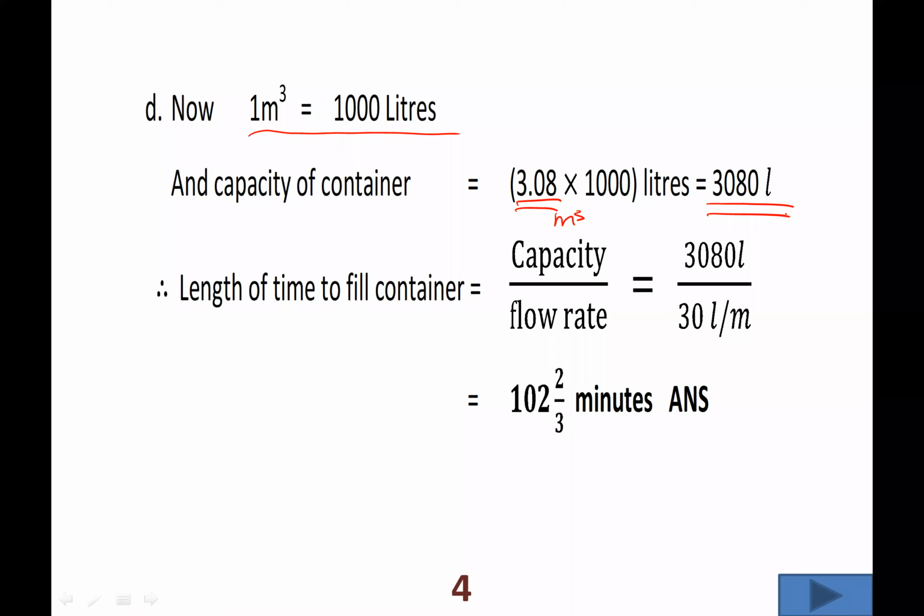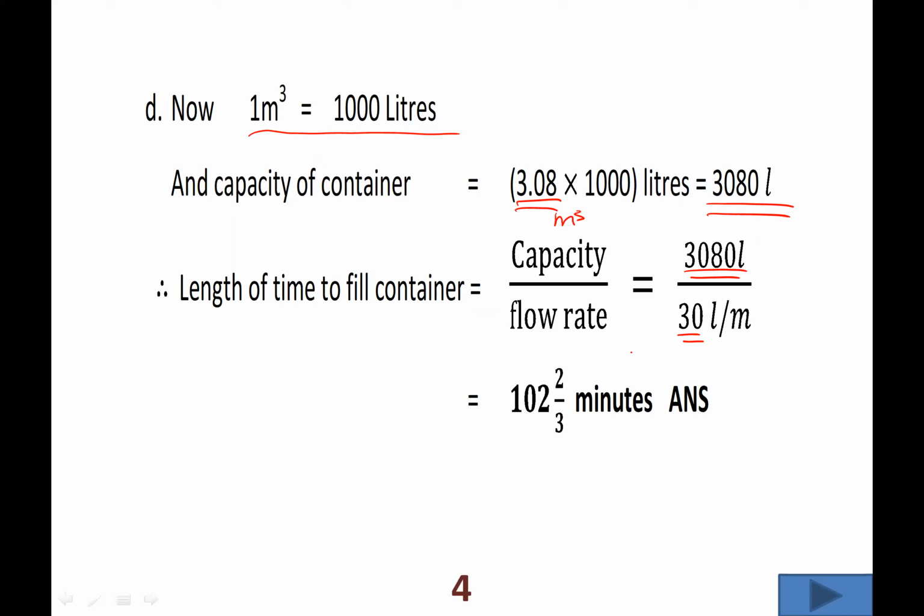Now, they're saying that every minute, right, 30 liters is poured into the container. How many minutes would it take to just fill it? Well, how many 30 liters are there in 3,080? Because every time you put 30 out of the 3,080, 1 minute passes.